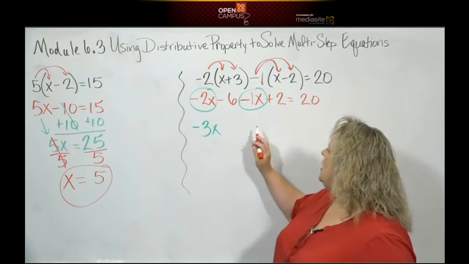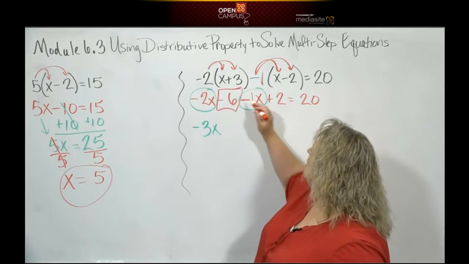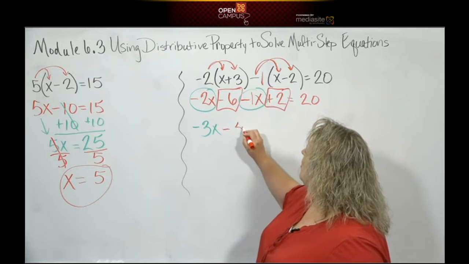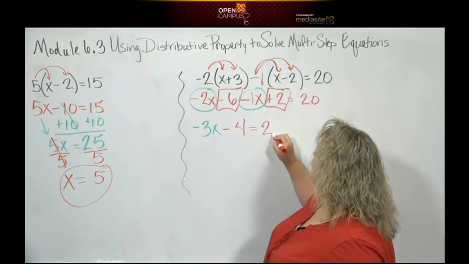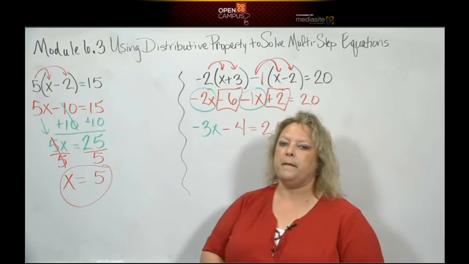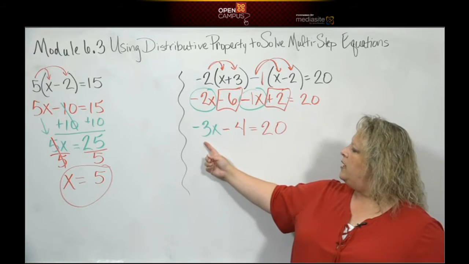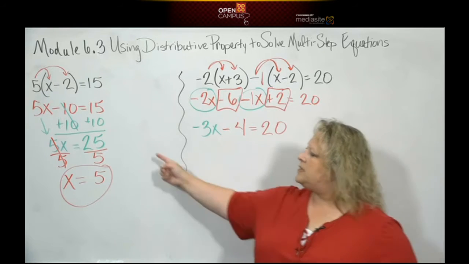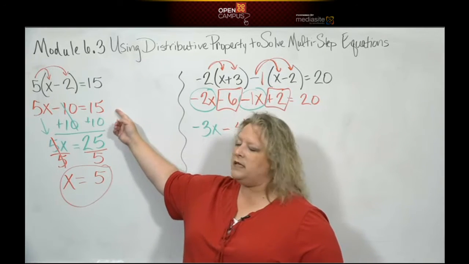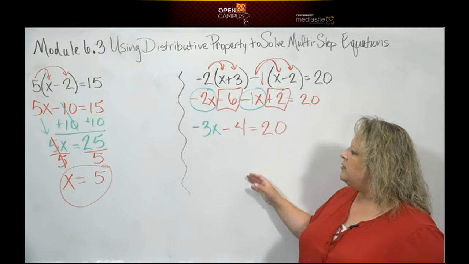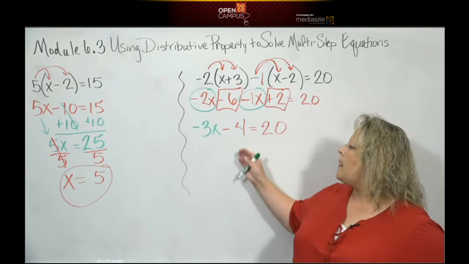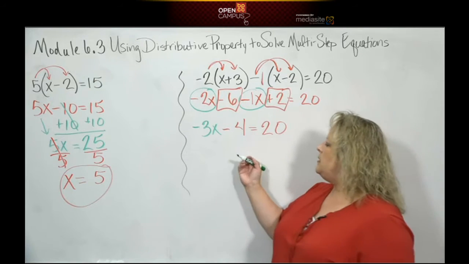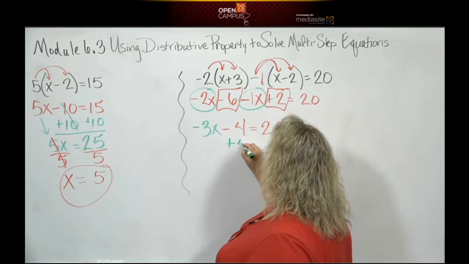And then I have a negative 6 and a positive 2. So when I put those two together, that gives me negative 4. The signs were different, so you subtract and take the sign of the bigger number. All right, so now I'm down to negative 3x minus 4 equals 20. That is set up the same way as this over here, 5x minus 10 equals 15. So all I have to do is follow the same procedure. I'm going to move my constant, my negative 4, over here with my 20 by doing the opposite. The opposite is addition in this case.